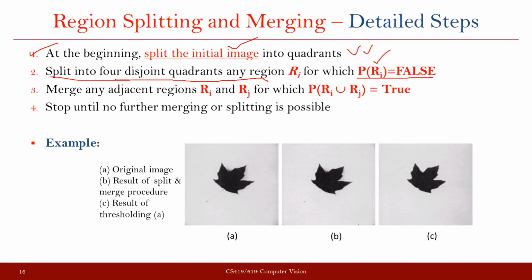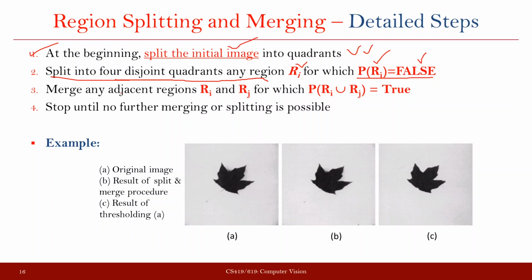So whenever you are going to divide Ri into sub-regions, some disjoint quadrants, this is required if P(Ri) is false, because if P(Ri) is true, then there is no problem. Ri, all the pixels of Ri are one segment.